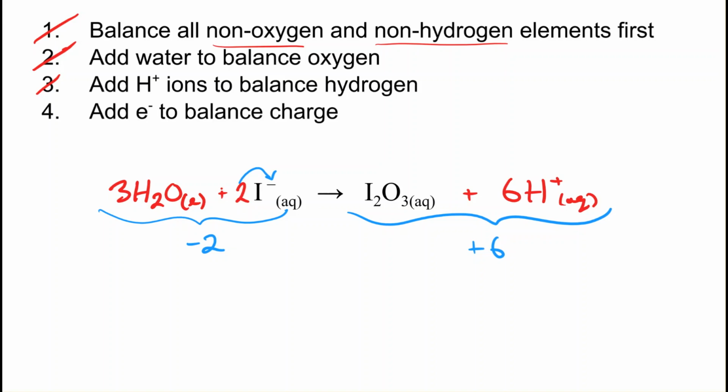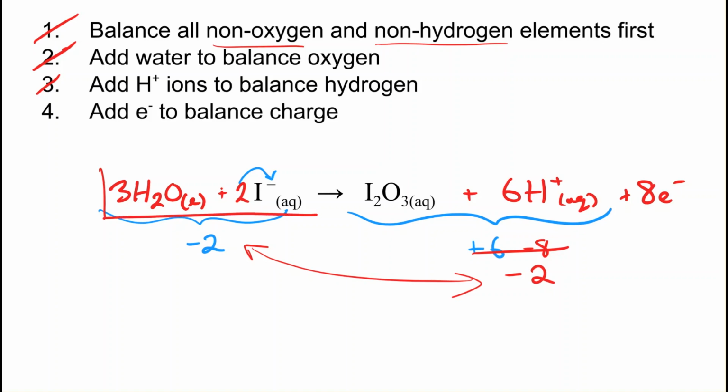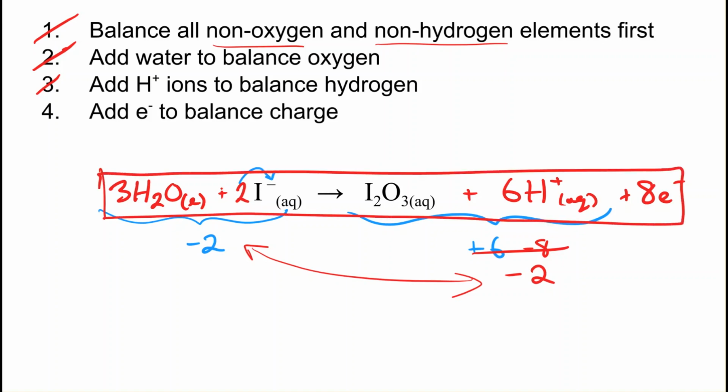Now I'm going to add 8 electrons, and if I add 8 electrons to the left-hand side, it's going to make it even more negative. And that's not what we want. If I add 8 electrons to that side, it's going to bring the total charge down to -2, which is what we want. We want those two sides to have the same charge. So this is our balanced half reaction.